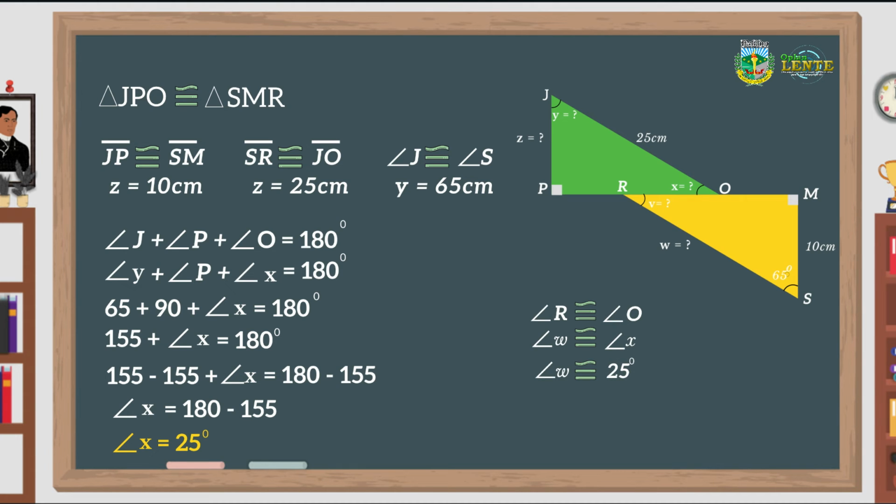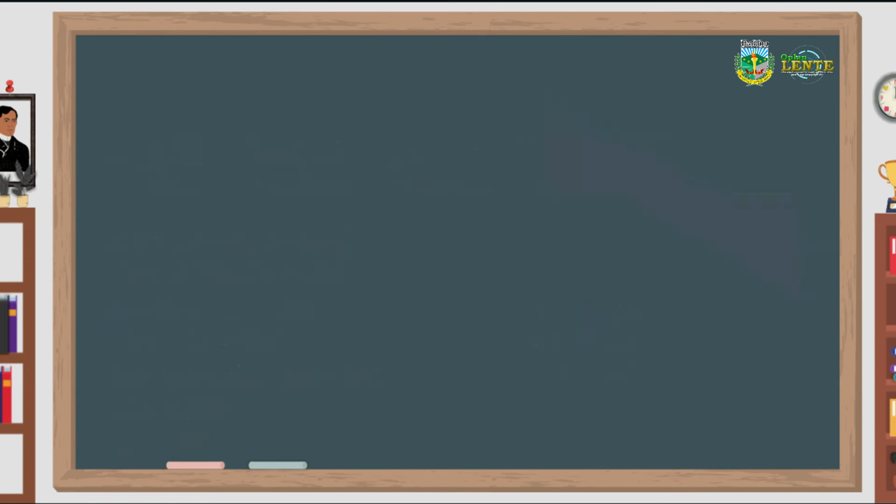Angle R is congruent to angle O. Angle W is congruent to angle X. Therefore, angle W is equal to 25 degrees.